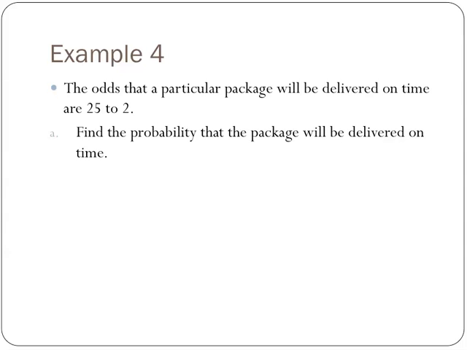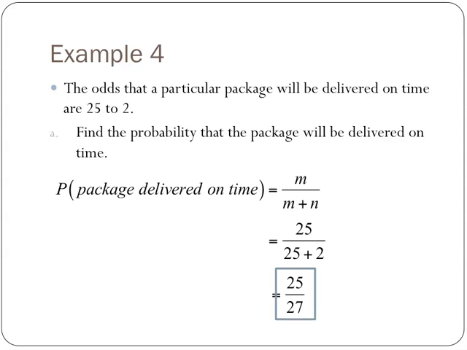So you can say 25 is M and 2 is N. So the probability of the package being delivered on time is going to be M over M plus N, so that's 25 over 25 plus 2. So that's equal to 25 over 27. Again, probability is always the ratio of the event occurring over all the possibilities of what could happen, whereas odds, the 25 to 2, is the ratio of the probability of it occurring to the probability of it not occurring.